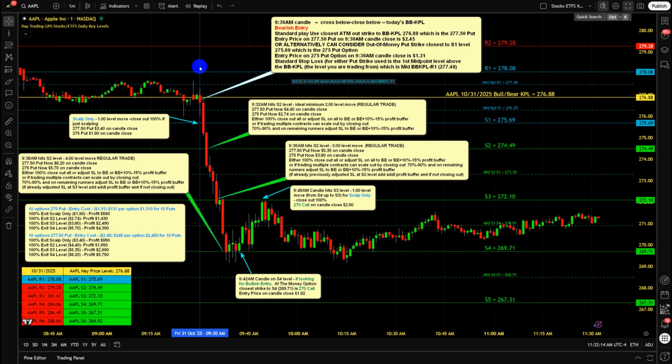which is basically the same strategy that we use on the SPX Daily Key Levels indicator, and that strategy is for day trading options. All we're simply doing is buying put options on bearish entry signals and buying call options on bullish entry signals. We're not buying spreads. We're simply buying straight out options, calls on bullish entry signals and puts on bearish entry signals. So just keep that in mind.